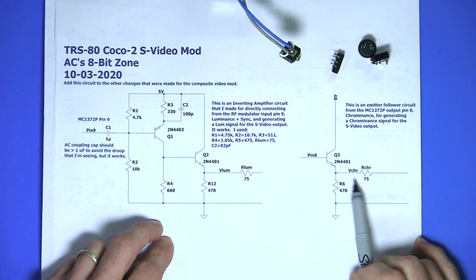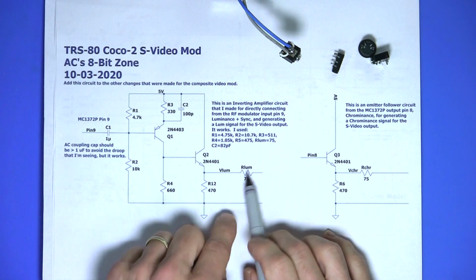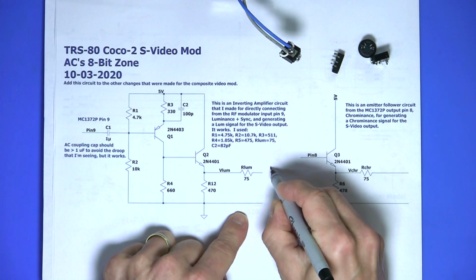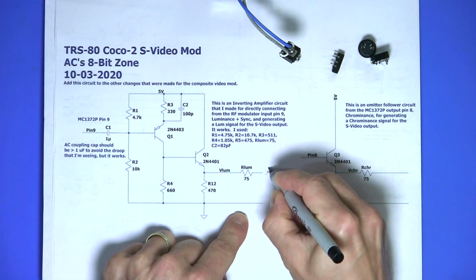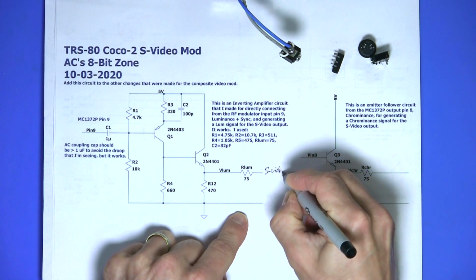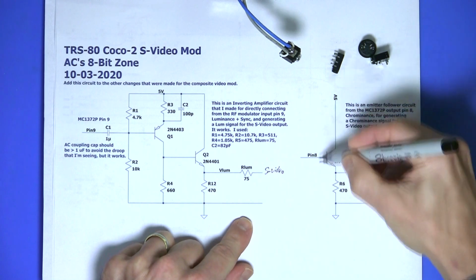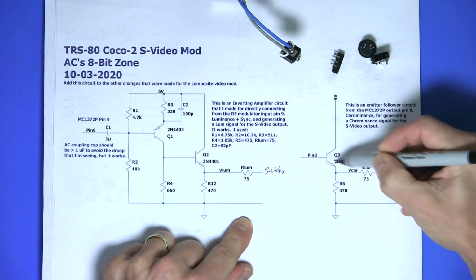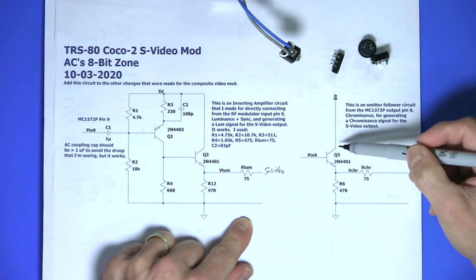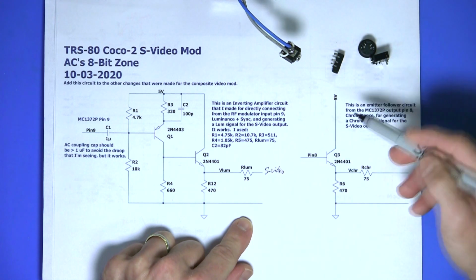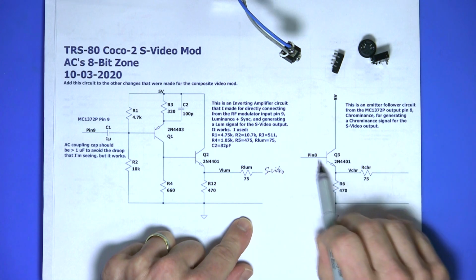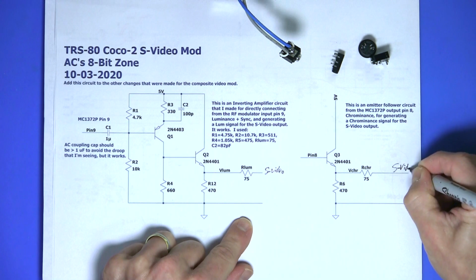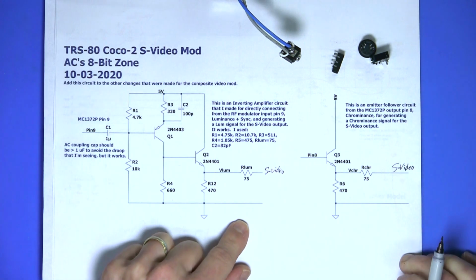Then this was the luminance, the 75 ohm resistor, and this goes right over to the S-Video connector. And over here is the chrominance. I did go ahead and buffer it with an emitter follower. In the one web reference that I showed you from the retro channel, there was not a buffer here, but I decided to go ahead and add this buffer. And this is the chrominance for the S-Video connector.